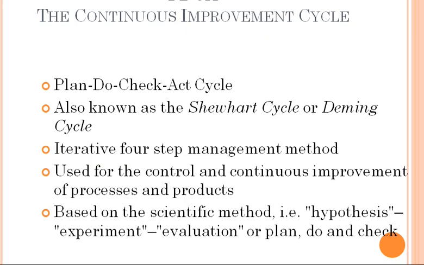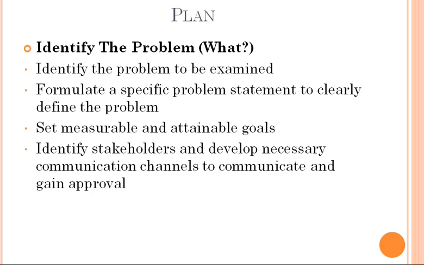So it is a continuous improvement cycle: plan, do, check, act. It is also known as the Shewhart cycle or Deming cycle. It's an iterative four-step management process, used for the control and continuous improvement of processes and products, based on the scientific method, that is hypothesis, experiment, evaluation, or plan, do and check.